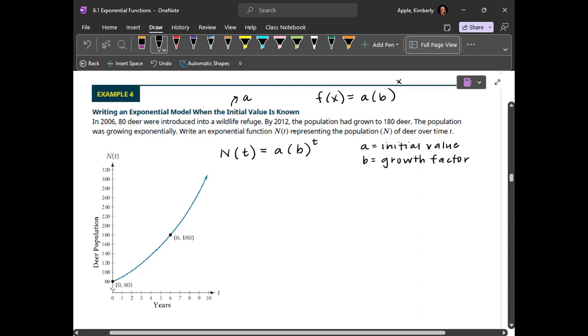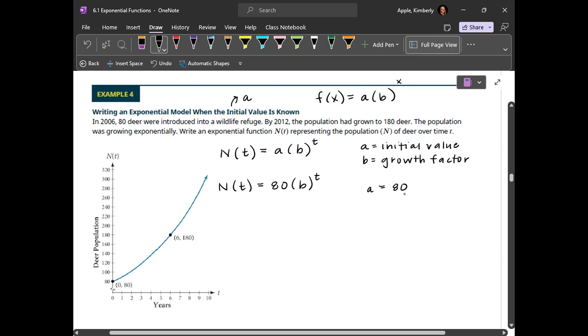So in order to figure this out, I'm going to go ahead and put in what I know. Well, what do I know here? Well, I know the initial value, which is 80 deer. So I'm going to make that replacement and then remind myself over here that a is 80 just for later. So now, what other number do I need to complete this function? Well, I need to find b, the growth factor. And I can't do that with this information by dividing or getting a percentage, because this is not an equal growth rate every year. The increasing amount is different.